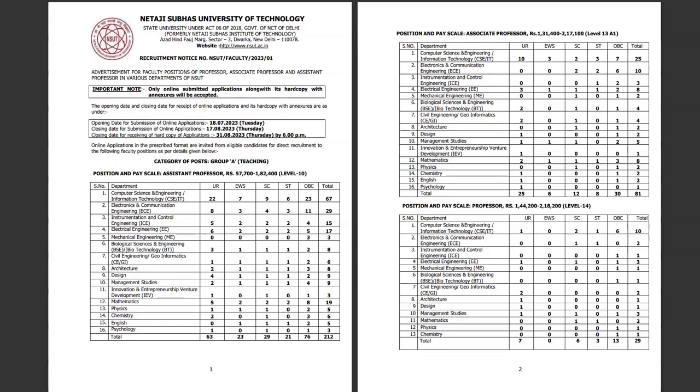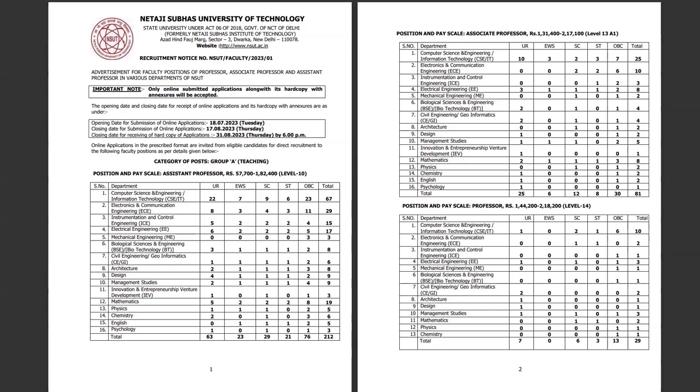So today we are going to discuss the recruitment camp for the advertisement for faculty positions of professor, associate professor and assistant professor in various departments of NSUT, that is the Netaji Subhash University of Technology, a state university of the Government of Delhi.